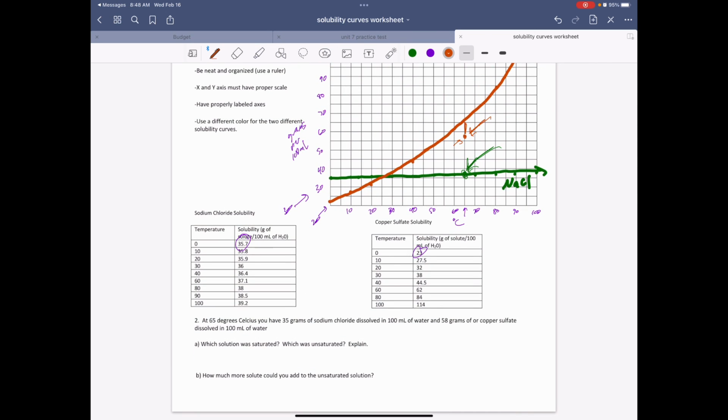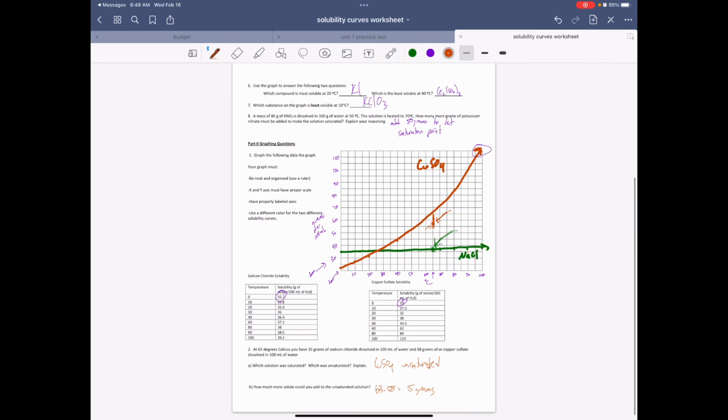I guess I'm jumping questions here. How much more solute could you add to the unsaturated solution? I just figured this out. So 63 minus 58 is equal to 5 grams. I already said that the copper sulfate was the unsaturated one, right? Because it's the one that's below. Okay, and that is it.